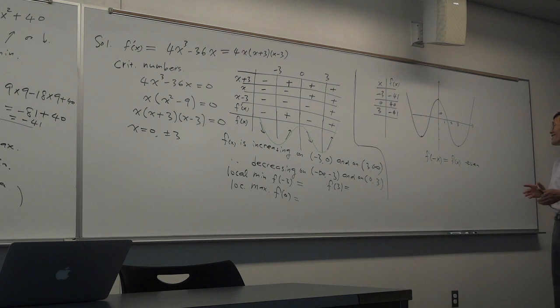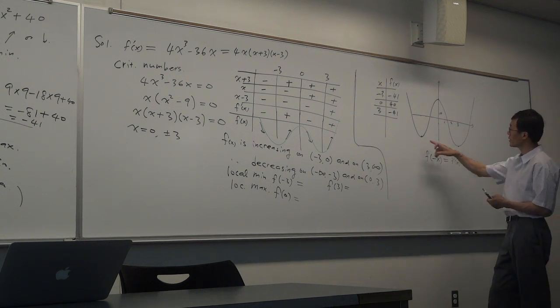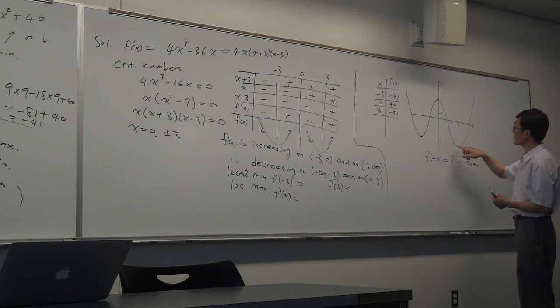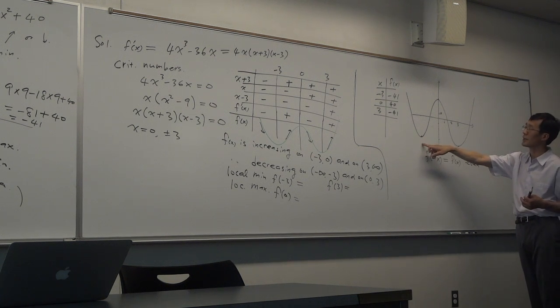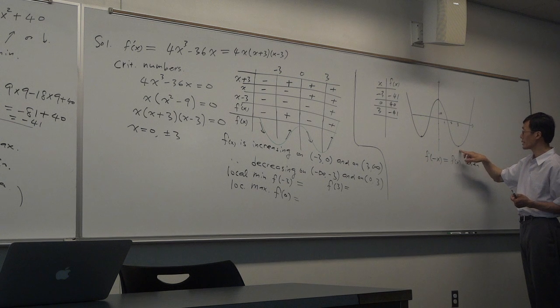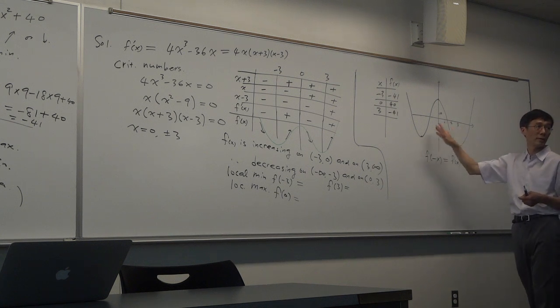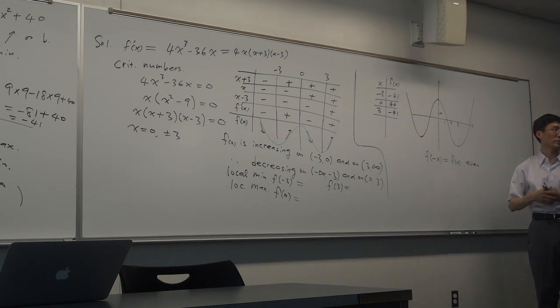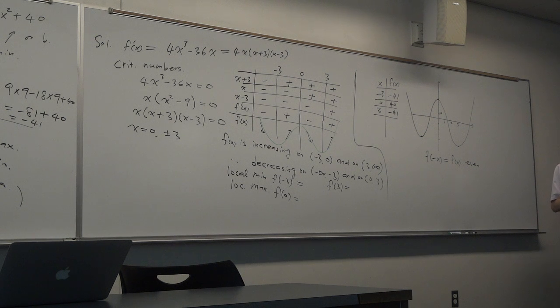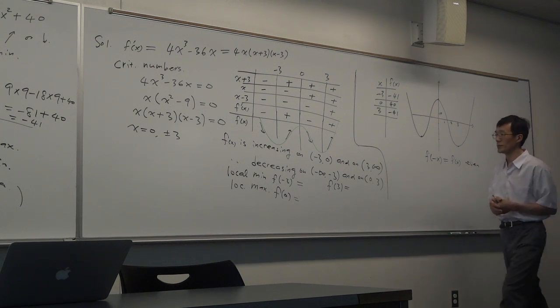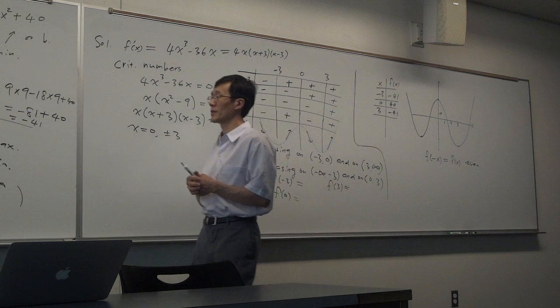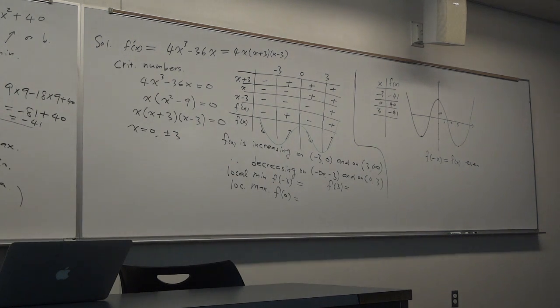Basically it means that whenever negative x comma y is on the graph, x comma y is also on the graph. That implies it's symmetric to the y-axis. Okay. So this picture basically shows the idea of how the first derivative can be used to understand the graph.